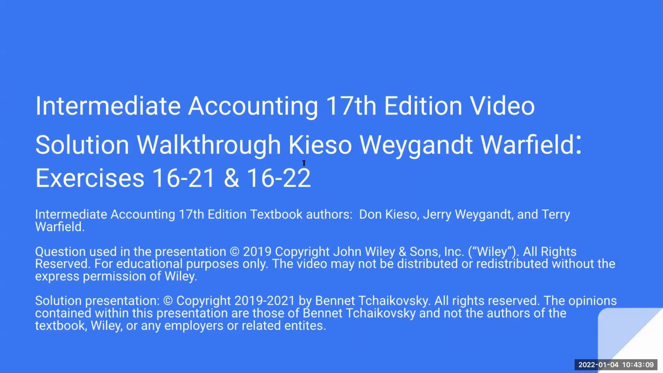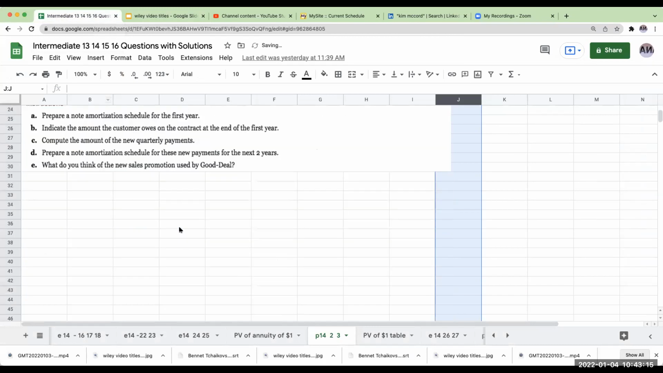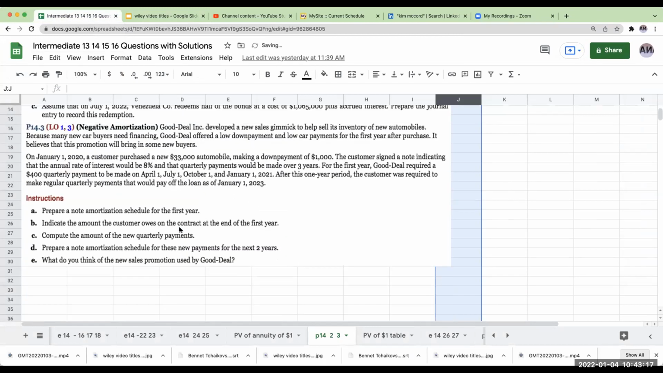Okay, so let's go through and have some fun. We're now doing problem 14-3. This is negative amortization. So Good Deal developed a new sales gimmick to help sell its inventory of new automobiles.